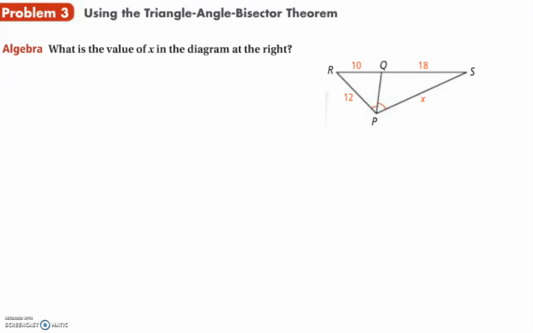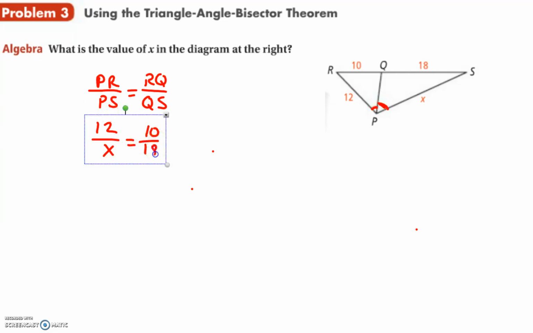Okay. So I'm looking at this problem, I'm noticing here that I've got two congruent angles, so PQ must be an angle bisector. So I can set up my proportion. So for example, PR over PS is going to be proportional to RQ over QS. And then all I have to do is fill in my numbers here. So PR is 12, PS is x, RQ is 10, and QS is 18.